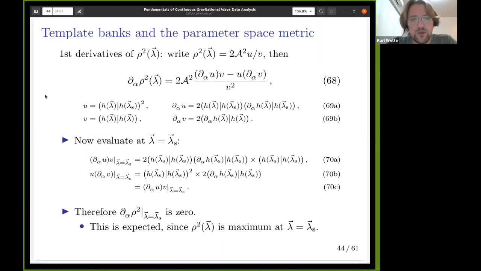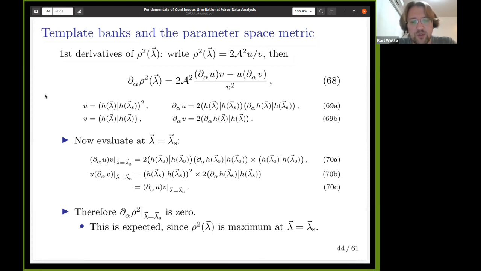So the first thing we want to do is work out the first derivatives of rho squared, and we can work through the terms there. I've written it in terms of a quotient of terms u and v, so we can apply the quotient rule for doing our derivatives, and they're written out in equations 68 and 69. Now you have to be very careful here because you have to do the differentiation first with respect to lambda, and then evaluate that at lambda s. So you have to get those things the right way around.